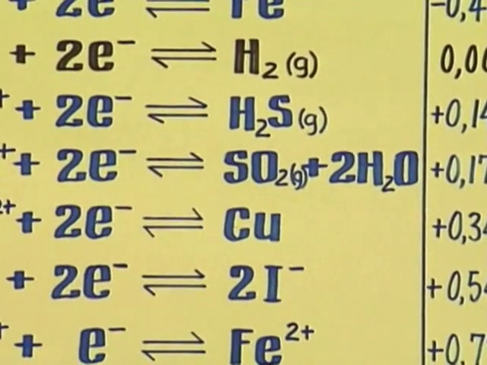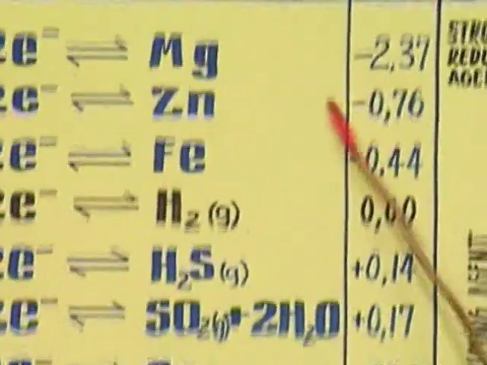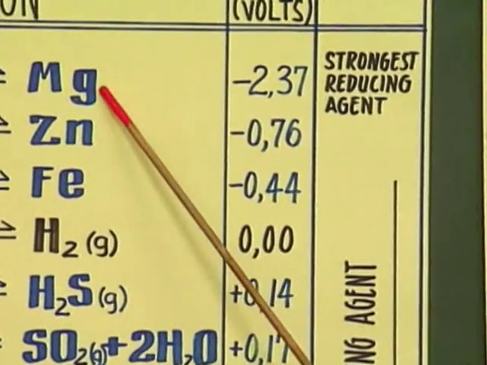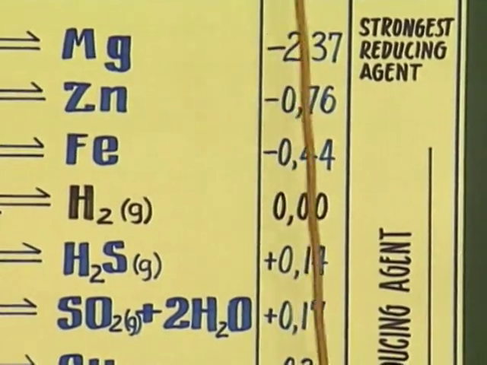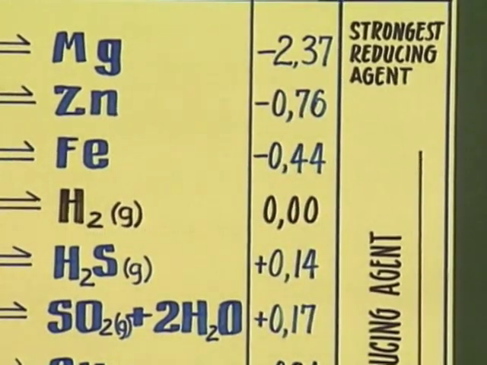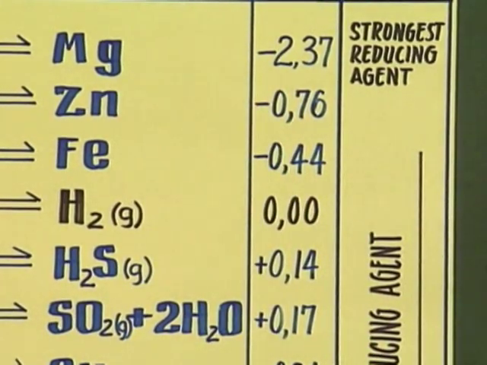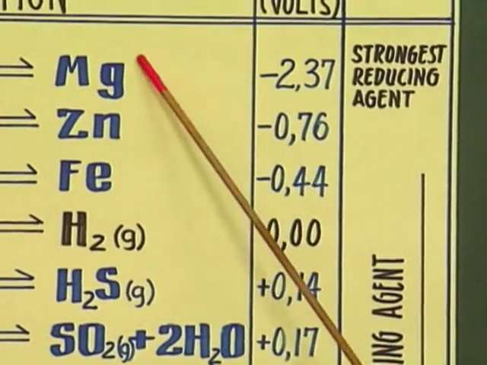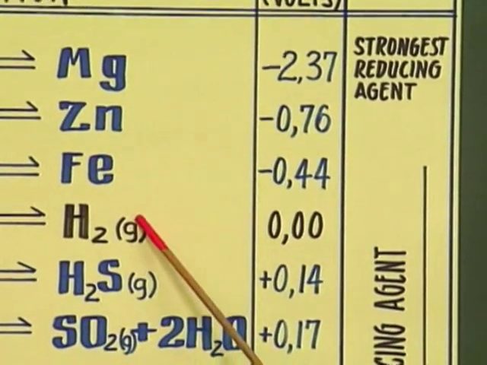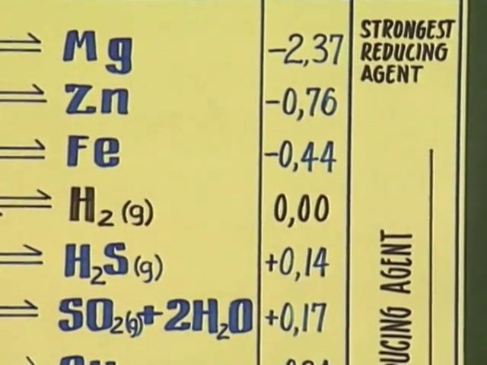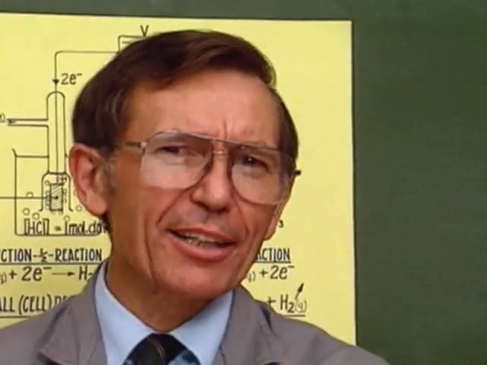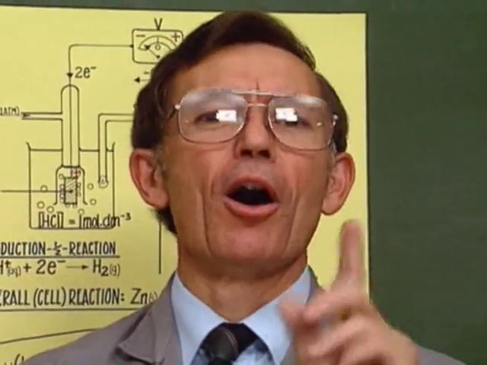But if the reading is negative, like for these elements, magnesium, zinc, and iron on our table here, in other words, when the pointer of the center zero voltmeter deflects to the left, then it means that the particular element is a stronger reducing agent than hydrogen, and the electrons will flow from the element half cell to the hydrogen half cell.